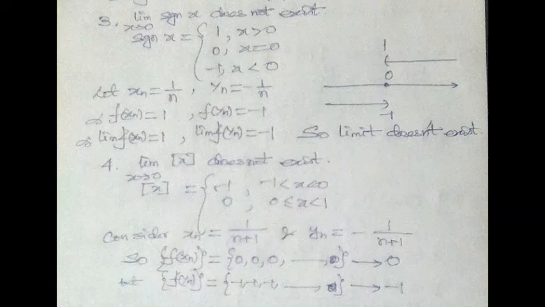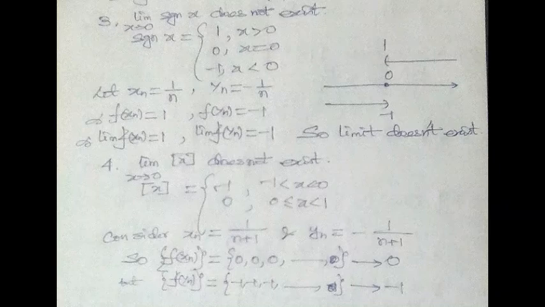Now, the fourth problem says that we have to show the limit as x tends to 0 of [x] does not exist. [x] is nothing but the greatest integer function. In this case, limit x approaching 0, we can easily solve this problem by considering a neighborhood of 0.